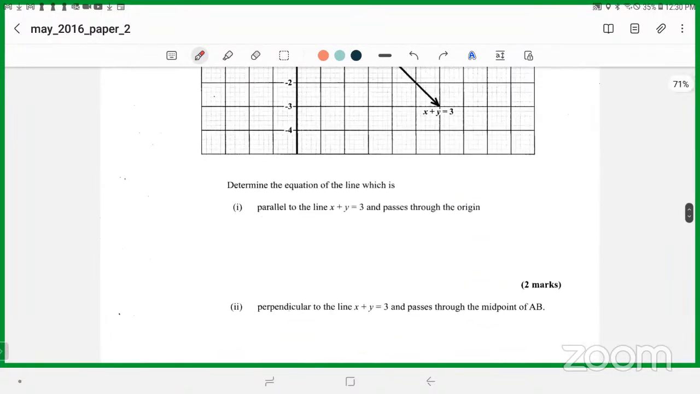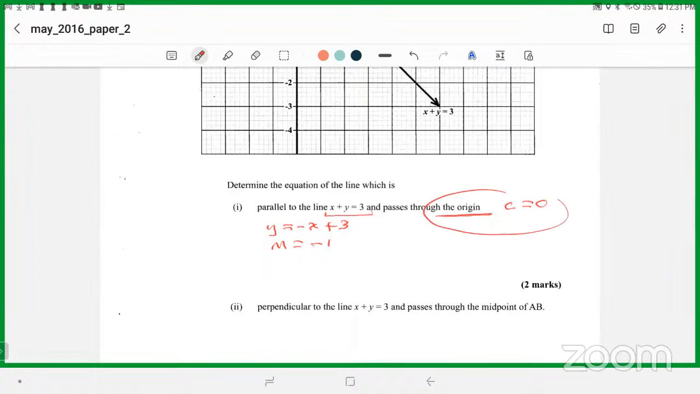They say determine the equation of a line which is parallel to this line. So if it's parallel to this line, it has the same gradient and passes through the origin. All right, easy enough. Once it passes through the origin, the c value is 0. And I just said the gradient of this line is -1, because if I put this line in the form y equals minus x plus 3, then the gradient is -1.